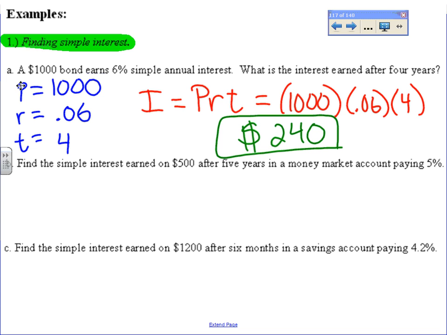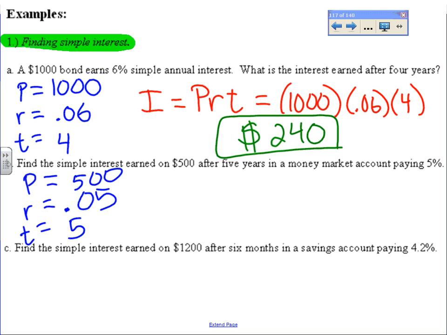Find simple interest earned on $500 after 5 years in a money market account paying 5%. So let's first label principal, rate, and time. So P equals, R equals, T equals. Nathan M., what is the principal in letter B? Good job. Principal is $500. Skylar, what's the rate? Good, 0.05. What is the time, Gio?